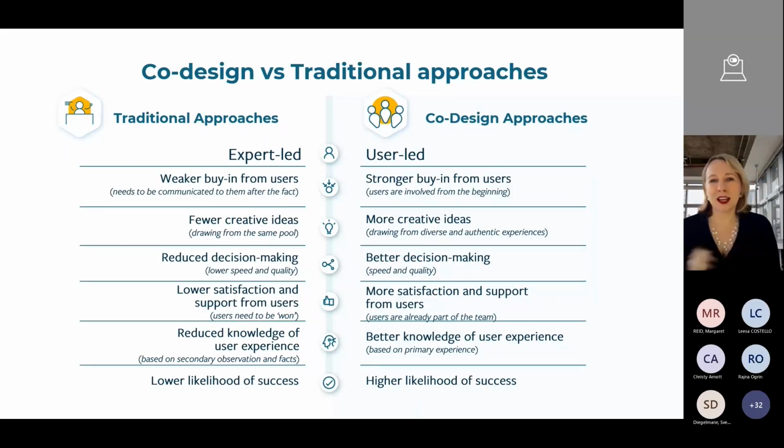So co-design, I like to present in opposition to more traditional approaches. So traditional approaches are what we see as expert-led, where as experts we come in and we use our strengths and our knowledge to say, okay, well, we've looked at the information, we've done the research, and this is what we think needs to happen, which is very valid to use our strengths as experts to create good in the world, absolutely. And we'll look at the co-design aspect of that in a moment. However, these traditional approaches often have weaker buy-in from users.